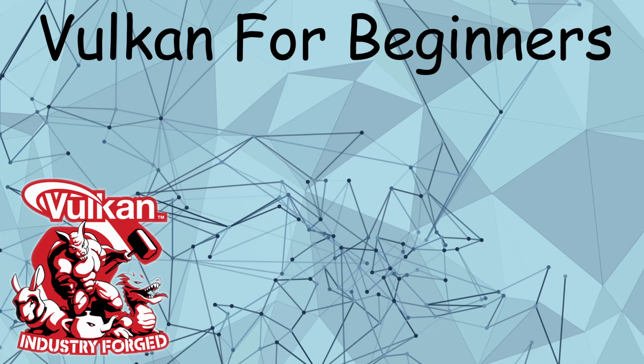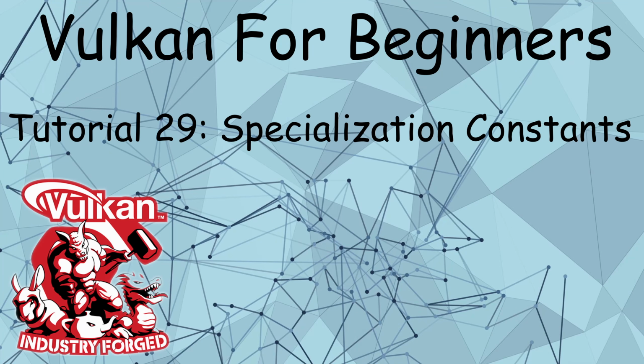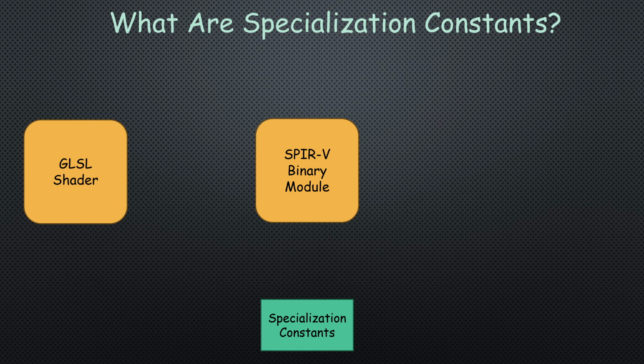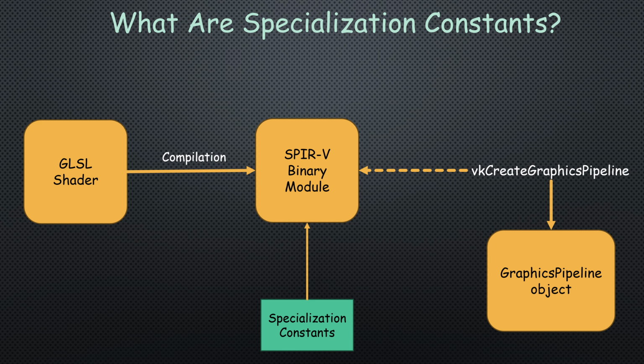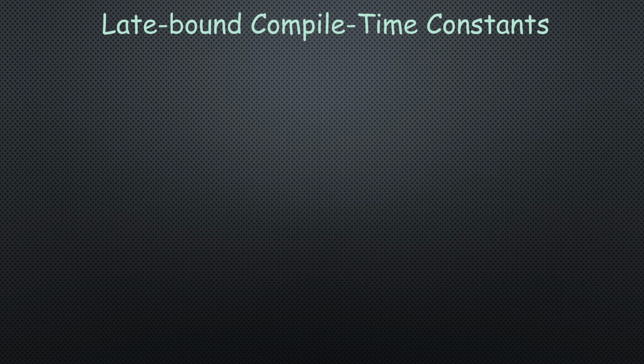Hello Vulkan developers! In this video we're going to learn all about the specialization constants in Vulkan. These constants are basically values that you can plug into your shaders at pipeline creation time after the SPIR-V code has already been compiled. You can think of them as late-bound compile time constants.